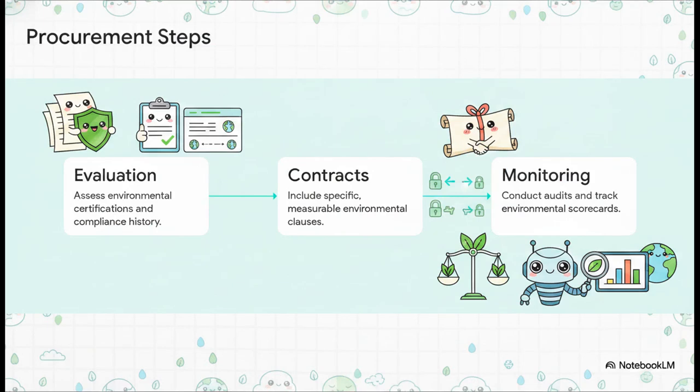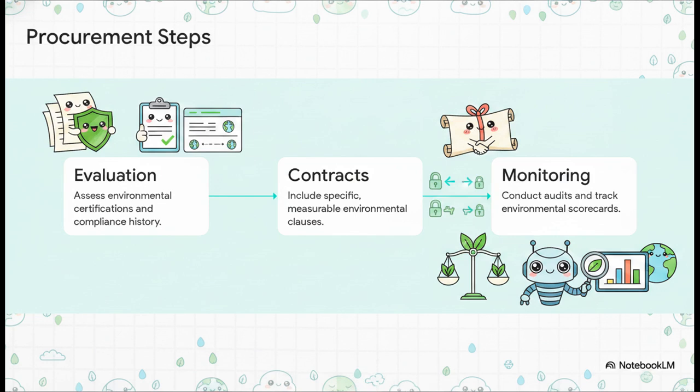To actually make this happen, organizations have to take some very structured steps. First up, supplier evaluation. Before you sign anything at all, you need to assess their environmental certifications and their past compliance. Second, contractual agreements. Your environmental requirements have to be hard-coded into the legal contract itself. And third, performance monitoring.